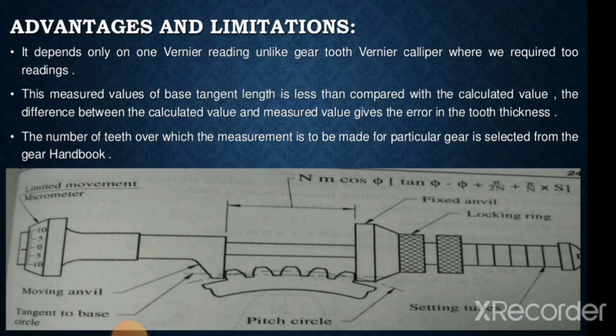Now we will see the advantages and disadvantages of this method. Advantages: it depends only on one vernier reading, unlike the gear tooth vernier caliper where two readings are taken, horizontal and vertical. The measured value of base tangent length is less than the calculated value. The difference between the calculated value and the measured value gives us the error in tooth thickness. The number of teeth over which measurement is to be made for a particular gear is selected from the gear handbook.